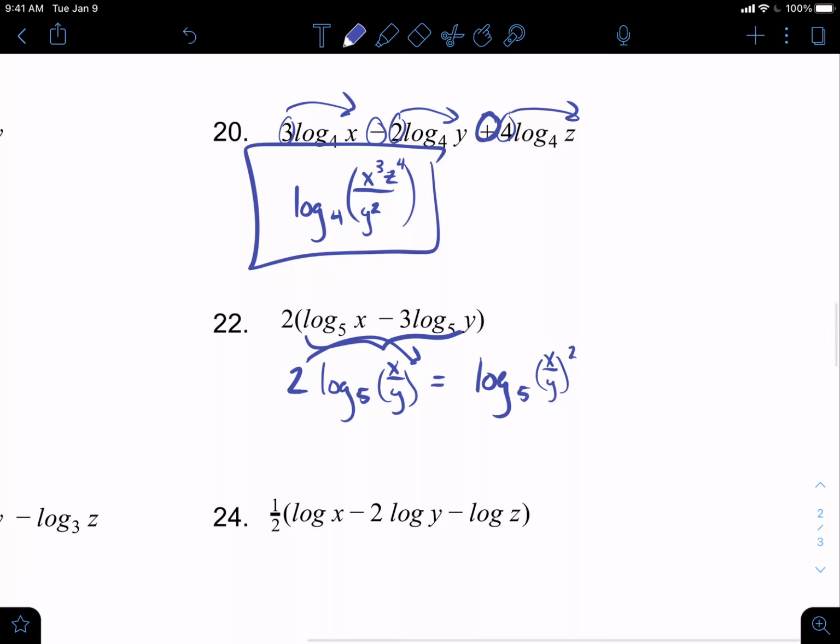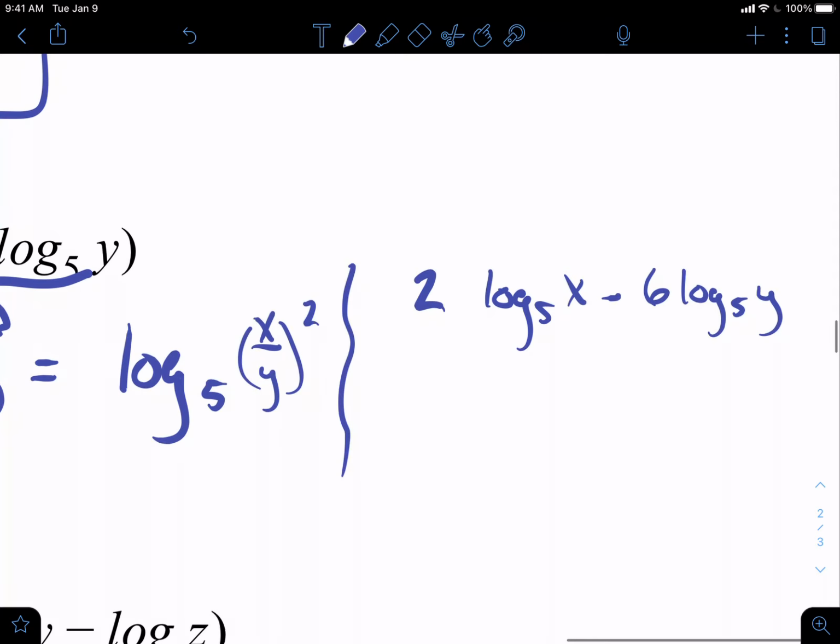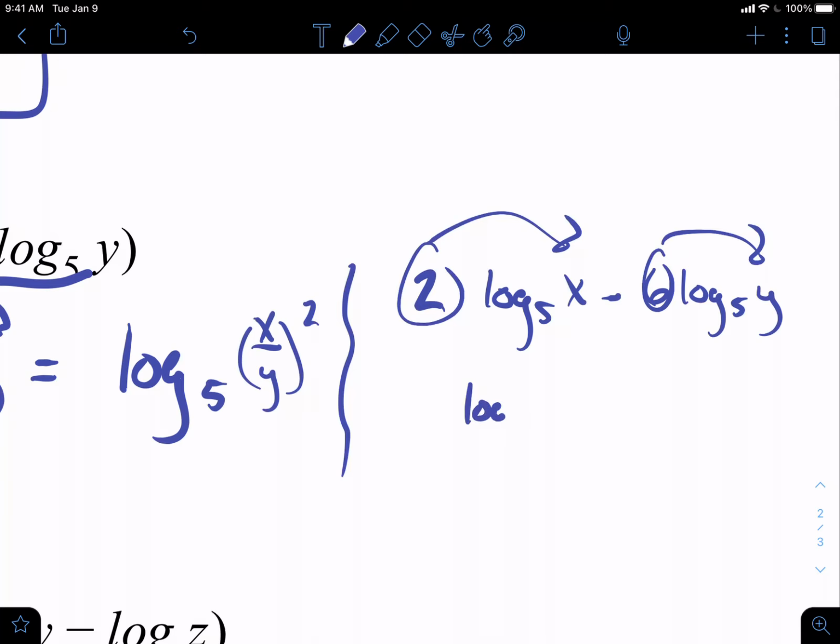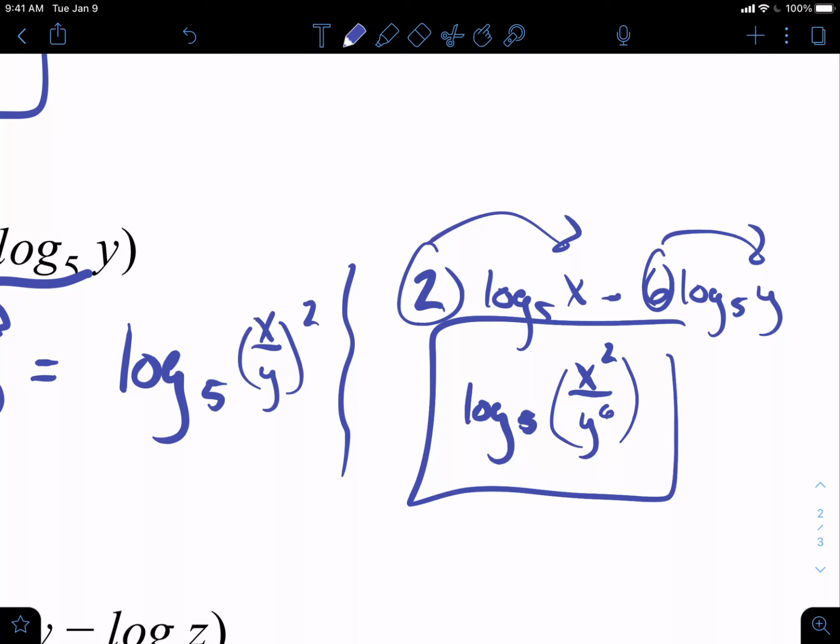Now, another way you could have approached this situation is actually to distribute the 2 in to start. If you were to have done that, you would have gotten 2 log base 5 of x minus 6 log base 5 of y. Now, again, you have coefficients, so move them up to the exponents. And then you would have log base 5 of x over y. X is going to have an exponent of 2, and y is going to have an exponent of 6. Now, if you're looking at these things and saying, well, those aren't the same, well, yes, they are.